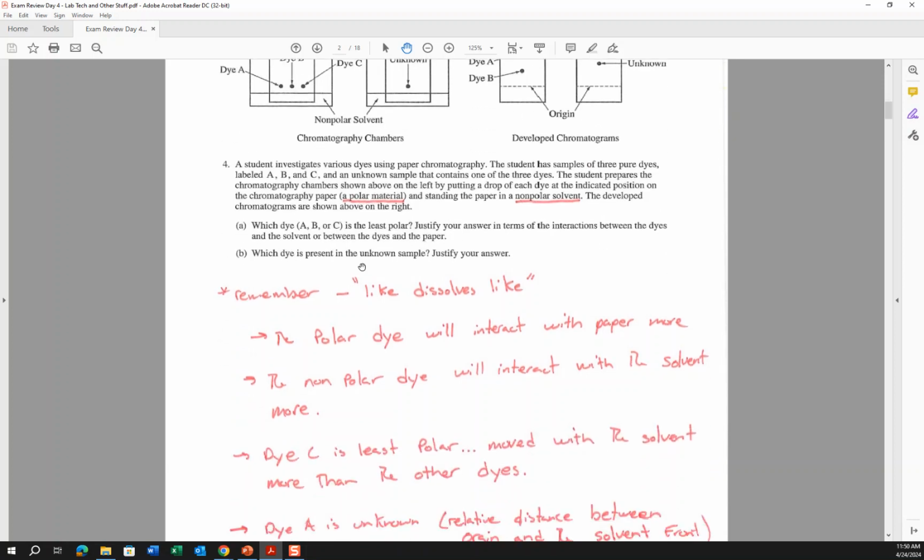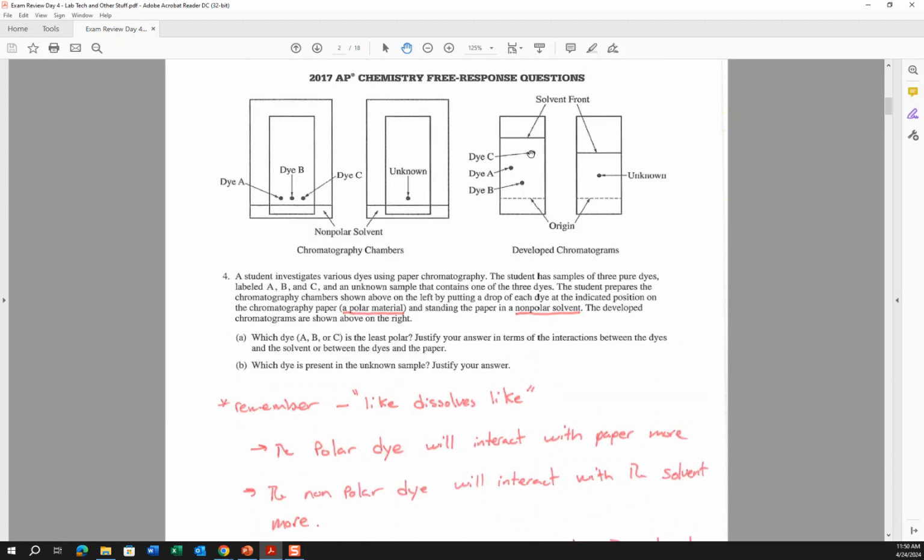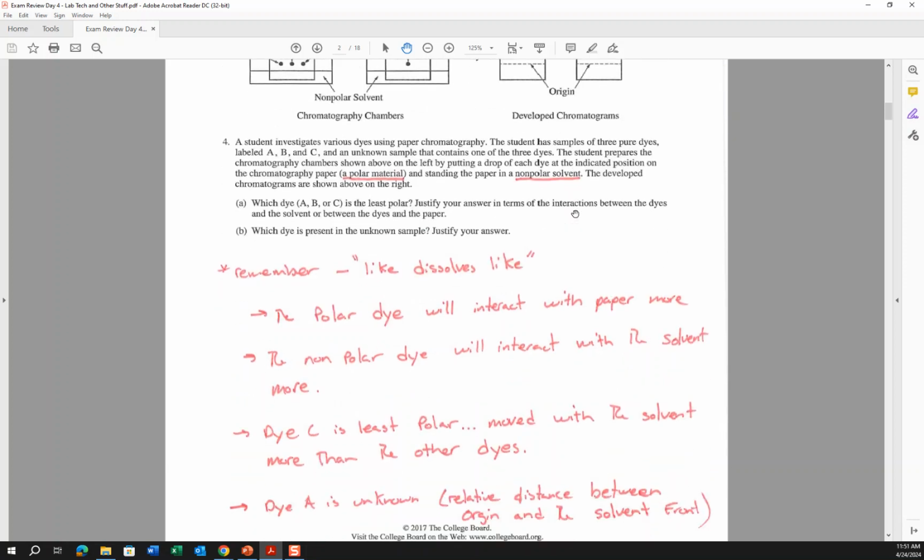Okay, so for part A, it's just asking which of the dyes, A, B, or C, is the least polar. Well, the least polar would be the one that moved the furthest, and dye C moved the furthest. And since the solvent is nonpolar, that would make dye C the least polar, or the most nonpolar, because it mixed with the nonpolar solvent the best, basically.